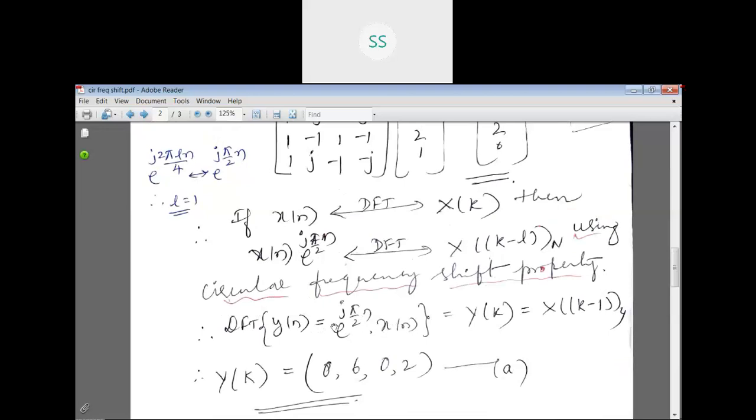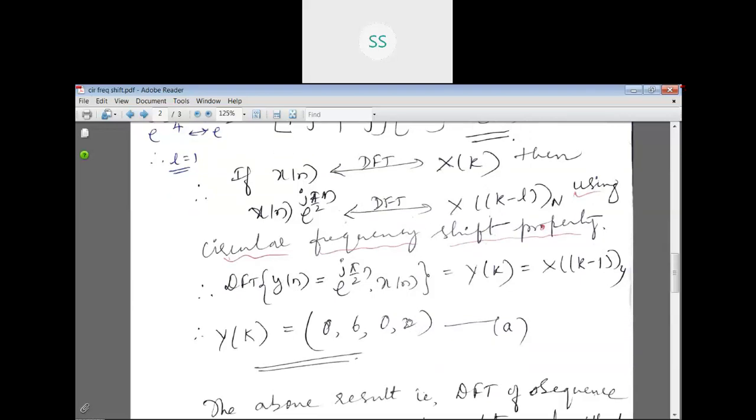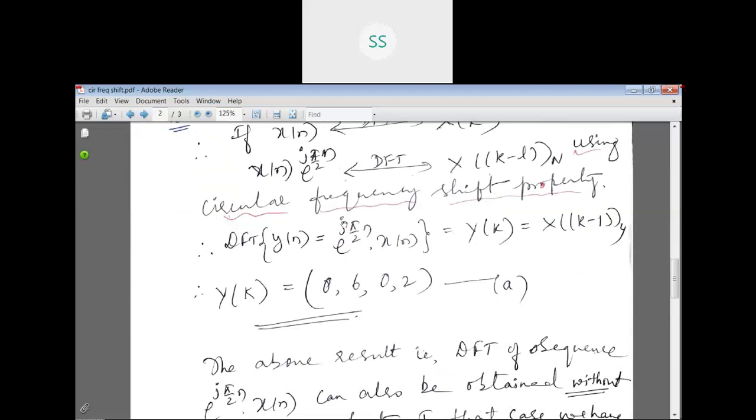You need not calculate again. Now the assignment is, you have to just calculate by the direct method, by DFT only. For that you have to again calculate the new sequence, that is y of n. Calculate the new sequence, and directly by using the DFT you just try.